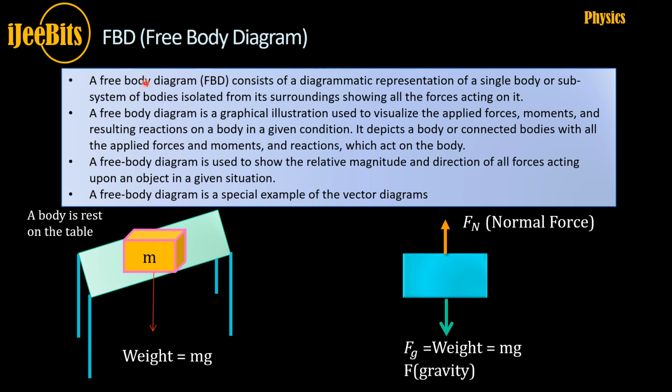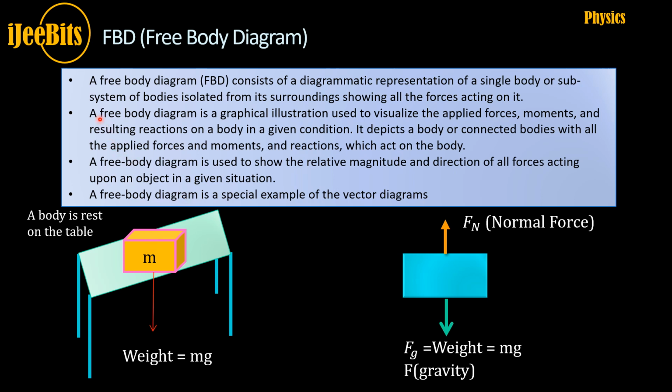Free body diagram. A free body diagram consists of a diagrammatic representation of a single body or subsystem of bodies isolated from its surroundings, showing all the forces acting on it. So when you are solving problems, an FBD helps us to analyze the problem and solve it easily. It is very simple if you understand the basic concept.